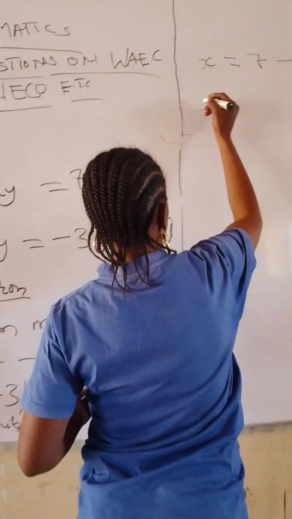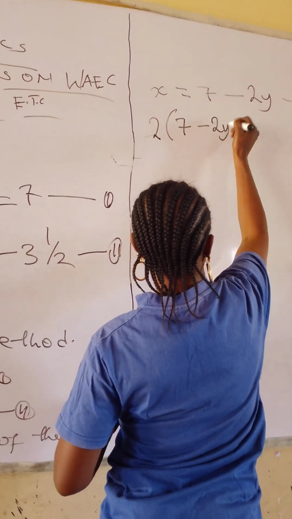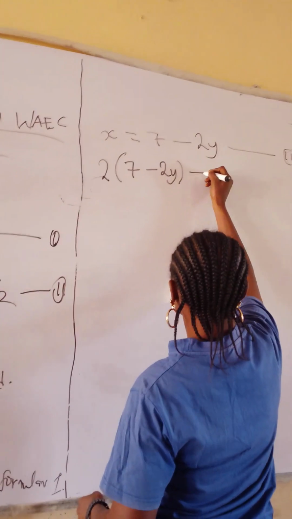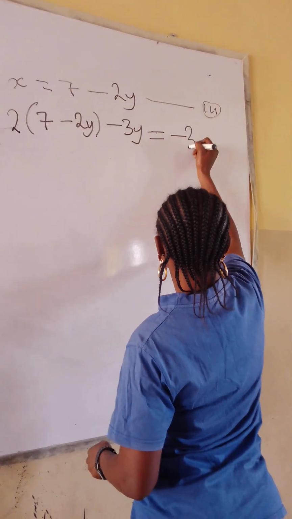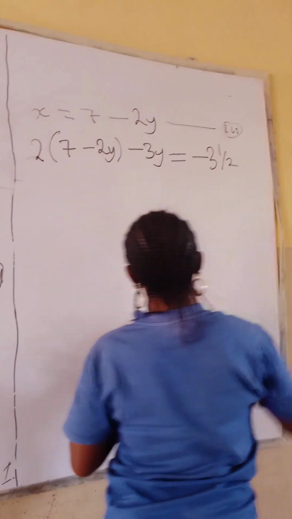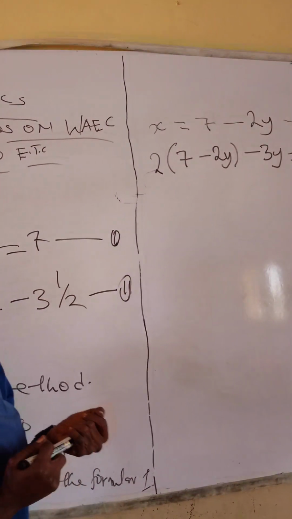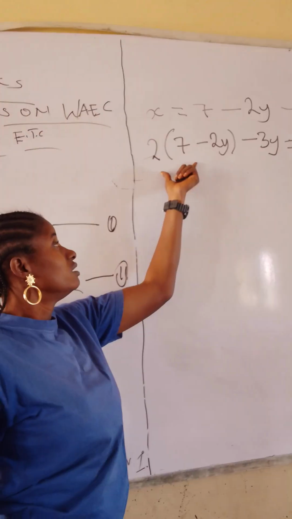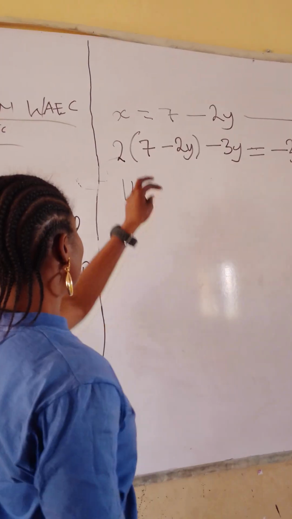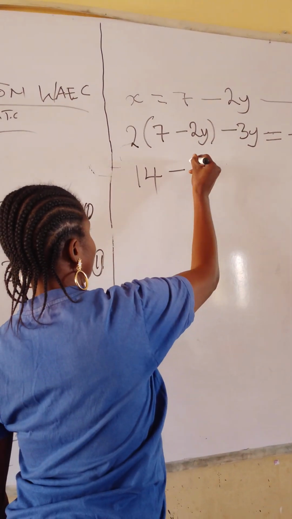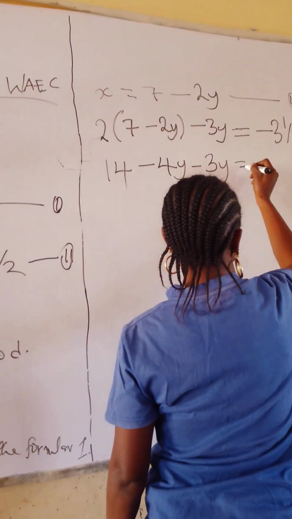We have 2 into the bracket of 7 minus 2y, bracket close, minus 3y is equal to minus 3 and 1 over 2. So this is our equation. From here we expand our bracket. We say 2 times 7 is 14. 2 times 2y is minus 4y, minus 3y is equal to.